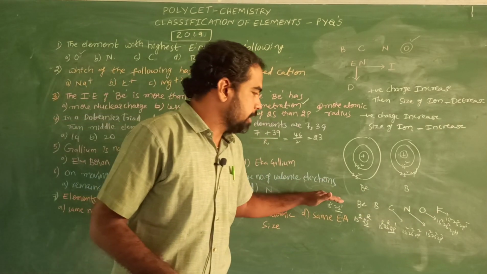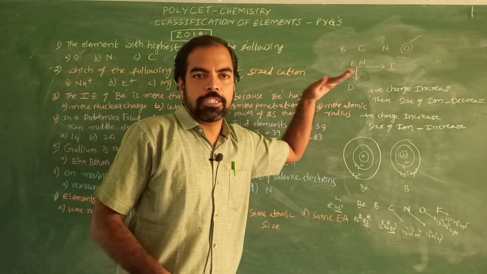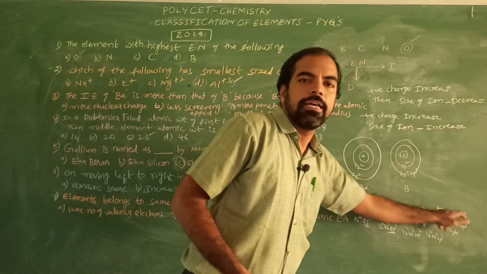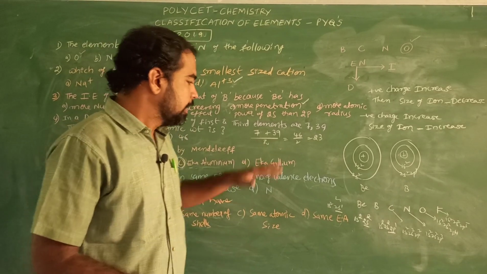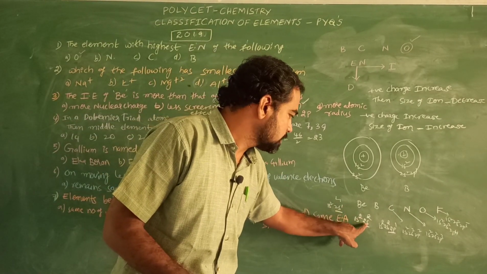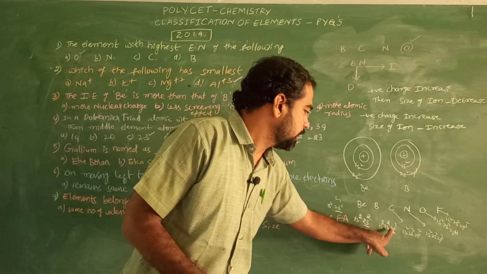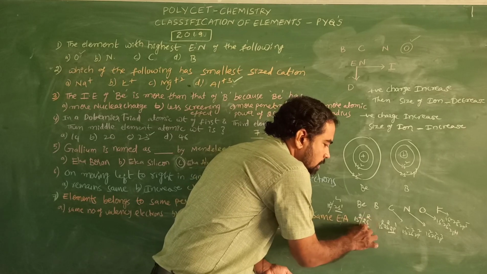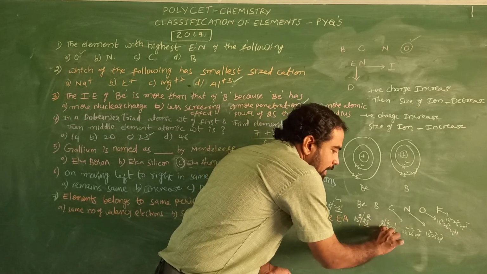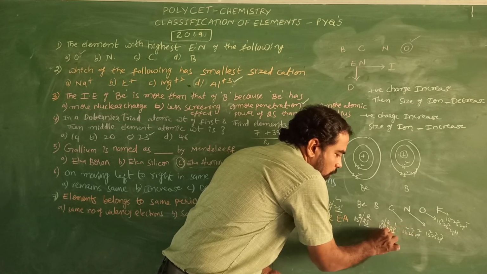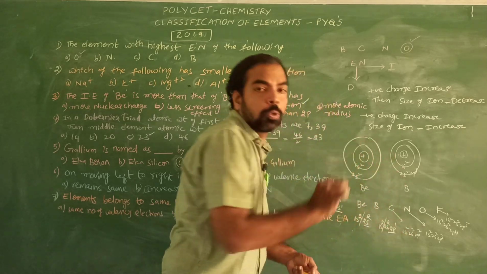Observe, this is the same period, lithium to fluorine. Hydrogen and helium are the first period, whereas lithium to fluorine, and the next, neon, belong to the second period. In that second period, lithium has 1 electron in the second shell, beryllium has 2 electrons in the second shell. In boron, how many electrons are in the second shell? 3 electrons are present: 2 electrons in the 2s orbital and 1 electron in the 2p orbital.